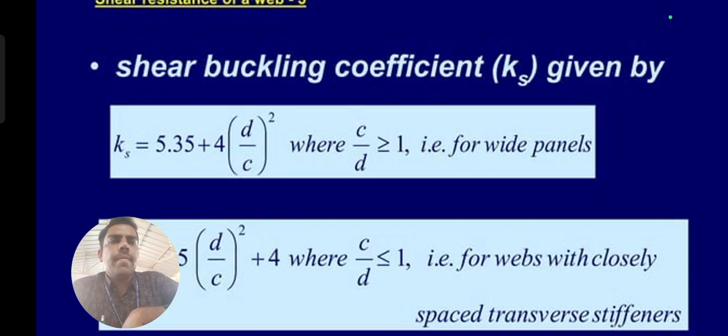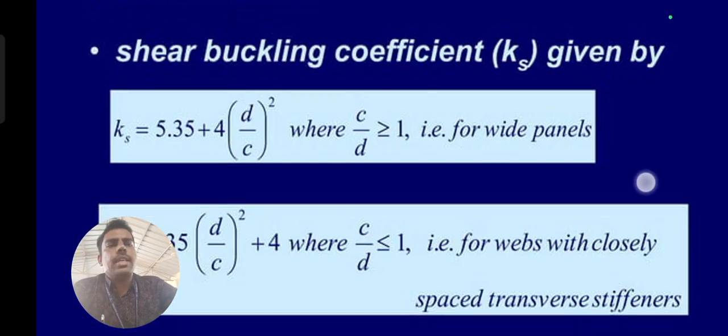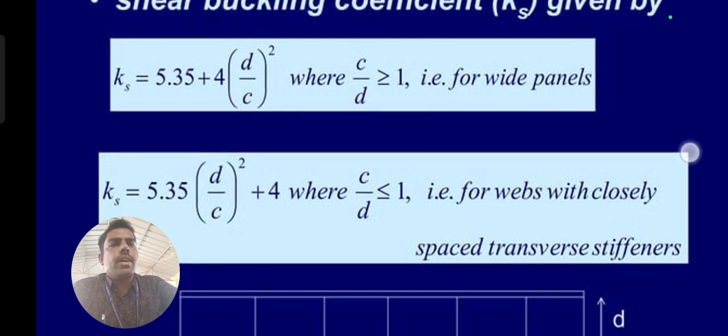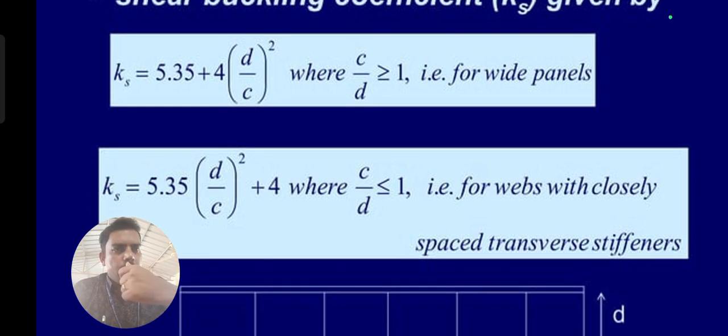For c by d greater than or equal to 1, we use this formula: 5.35 plus 4 (d by c) whole square. And the other one is the web with closely spaced transverse stiffeners, that is, c by d less than or equal to 1.